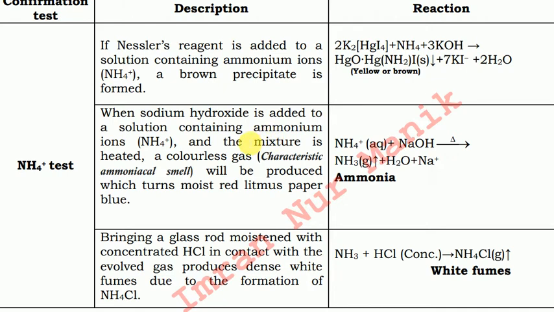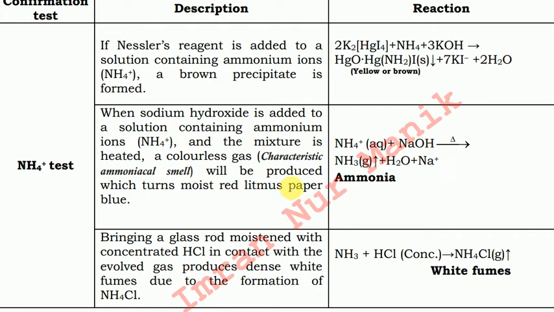Heating the sample solution will produce ammonia, NH3. This ammonia has a characteristic odor which is known as ammoniacal smell, and if we place a moistened red litmus paper in the evolving path of ammonia, the red litmus paper will turn blue, indicating that this solution contains ammonia. Another test, we have to take another sample solution in another test tube.